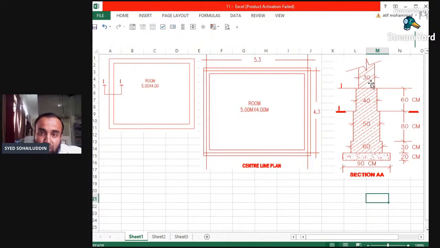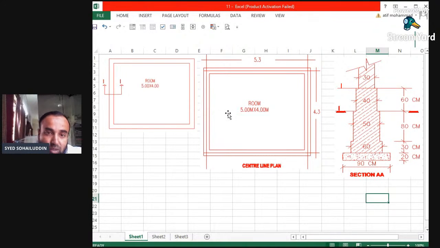This top thickness is nothing but 30 centimeters. That means the 30 centimeters is the wall thickness of this room, whose inner to inner dimension is 5 by 4, and the wall thickness has been given in this section as 30 centimeters. Above plinth will be the wall thickness. So above plinth level there is a wall thickness of 30 centimeters.